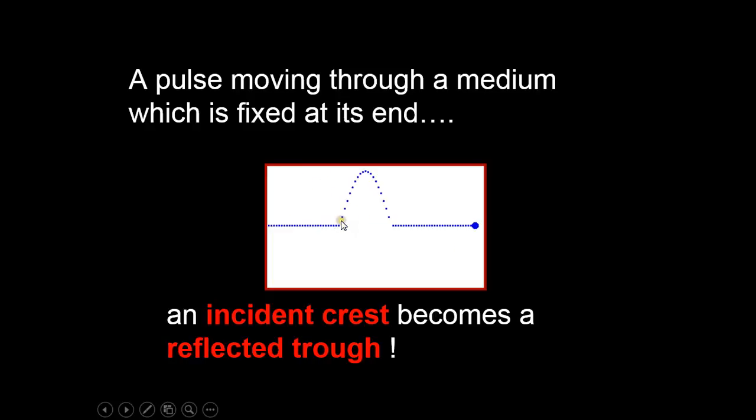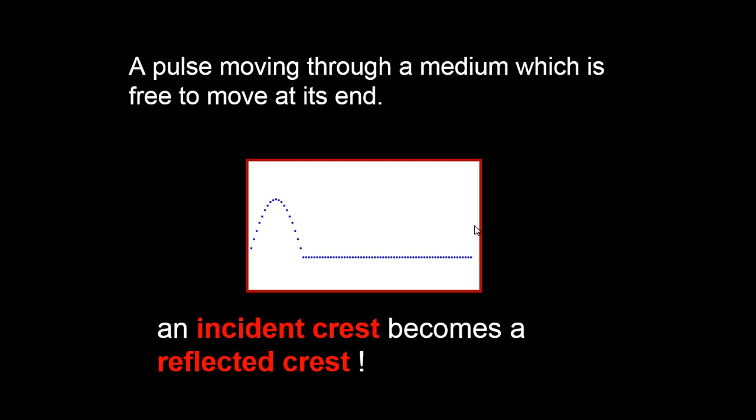Say the medium here is a string. When the pulse is approaching, it will actually exert an outward force at the fixed point. According to Newton's third law, the wall will exert an opposite force on the string. Since the string exerts an outward force on the wall, the wall will exert a downward force on the string. That's why the pulse gets reflected 180 degrees.